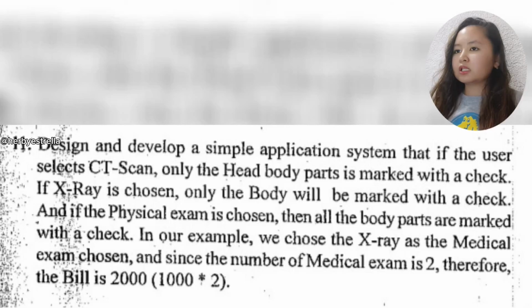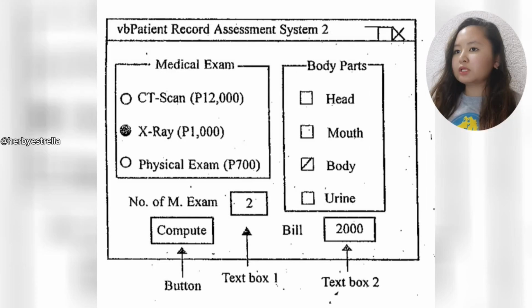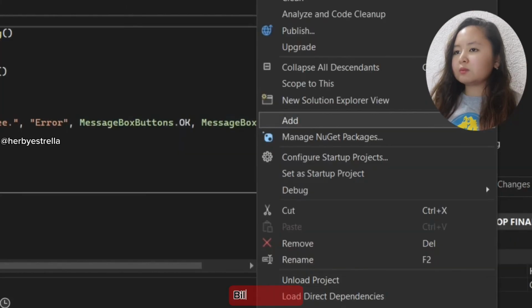Number 11: Design and develop a simple application system that if the user selects CT scan, only the head body part is marked with a check. If X-ray is chosen, only the body will be marked with a check. If the physical exam is chosen, then all of the body parts are marked with a check. In our example, we choose X-ray as the medical exam chosen. And since the number of medical exams is 2, therefore the bill is 2,000, 1,000 times 2.